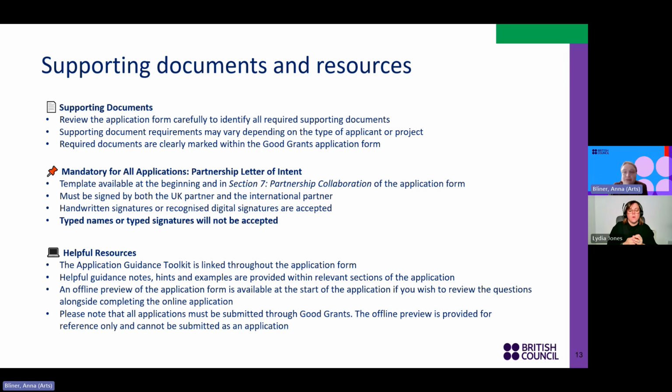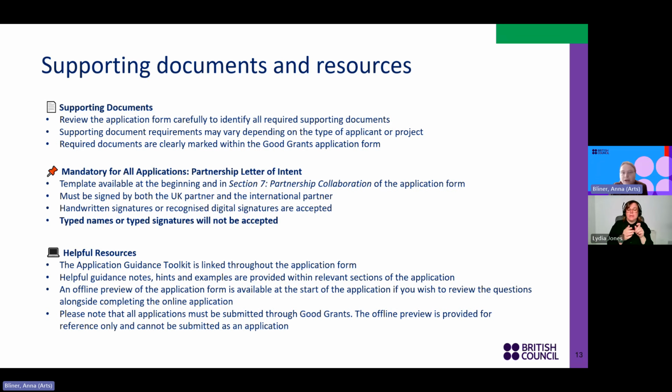There are a number of resources available to help you complete your application successfully. But first, we'd like to highlight one mandatory document that all applicants must provide, and that's the partnership letter of intent. The template can be downloaded directly from the application form. It must be completed and signed by both the UK partner and the international partner. We'd also like to highlight that handwritten signatures or recognized digital signatures are accepted, but typed names or typed signatures are not accepted.